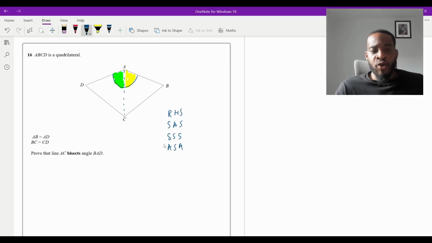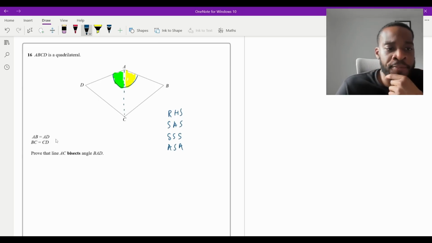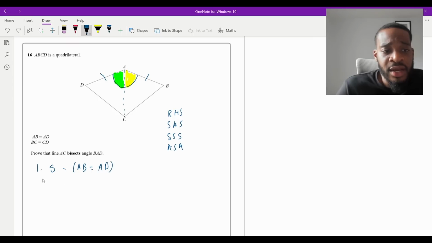Now we've got the two triangles. Let's look at the information in the question. AB is equal to AD. Well, AB is there, AD is there, right? So step one, that is one side. I'm going to write here, AB is equal to AD. That's one side. Now, second bit of information, BC is equal to CD. That's another side. I'll write this here. BC is equal to CD.